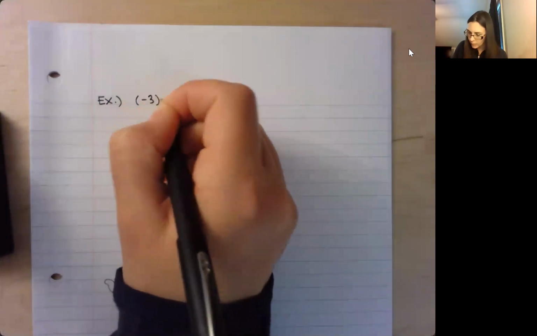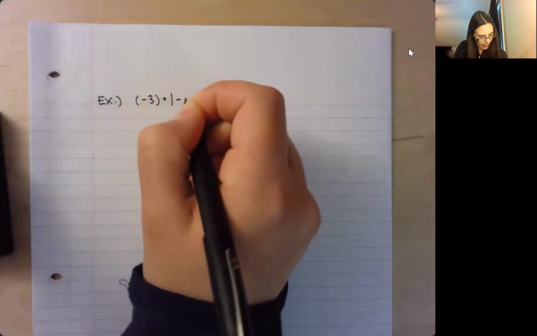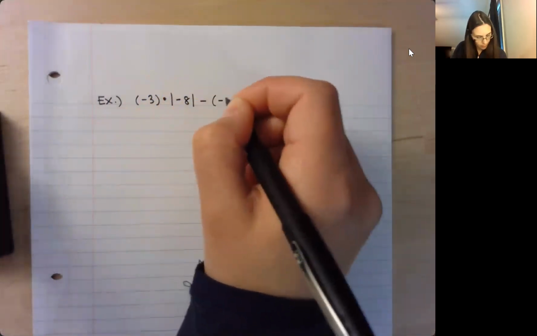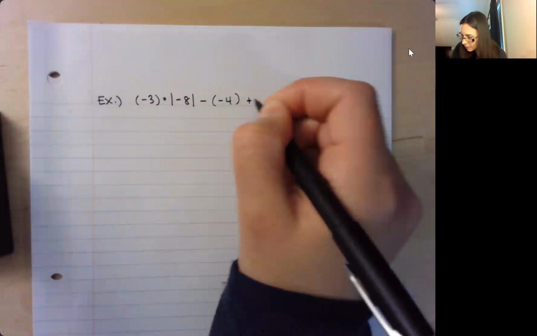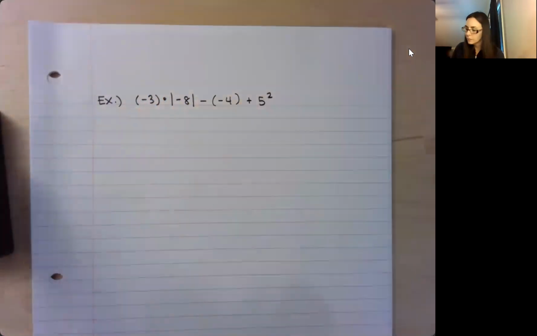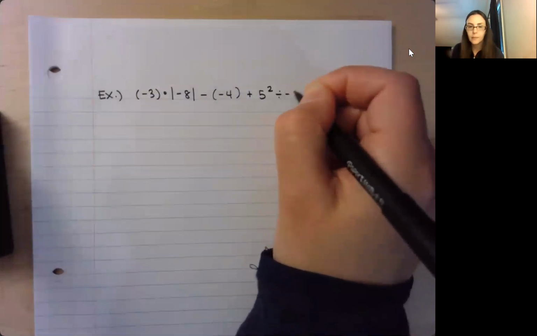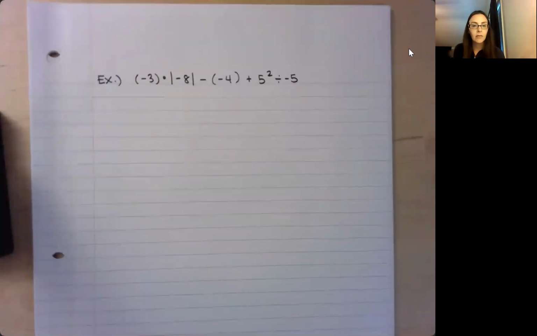I'm just going to do a couple more examples. And again, we could do hundreds of these, right? We're just kind of going through a few of them again. So let's do negative 3 times the absolute value of negative 8 minus negative 4 plus 5 squared, all right, divided by negative 5.